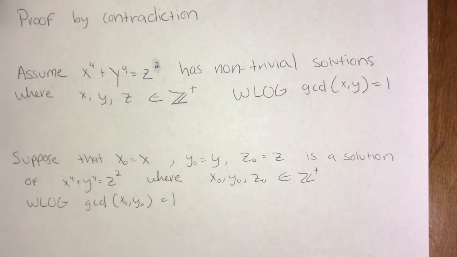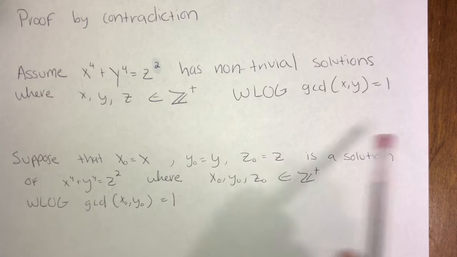I'm also going to suppose that x sub 0 is equal to x, y sub 0 is equal to y, and z sub 0 is equal to z. This is a solution of the Diophantine equation where x sub 0, y sub 0, z sub 0 are in the set of positive integers, and again without loss of generality, the GCD of x sub 0, y sub 0 is equal to 1. So what we're going to do now is plug in x sub 0 for x, y sub 0 for y, and z sub 0 for z. And once we do that, we're going to get this.